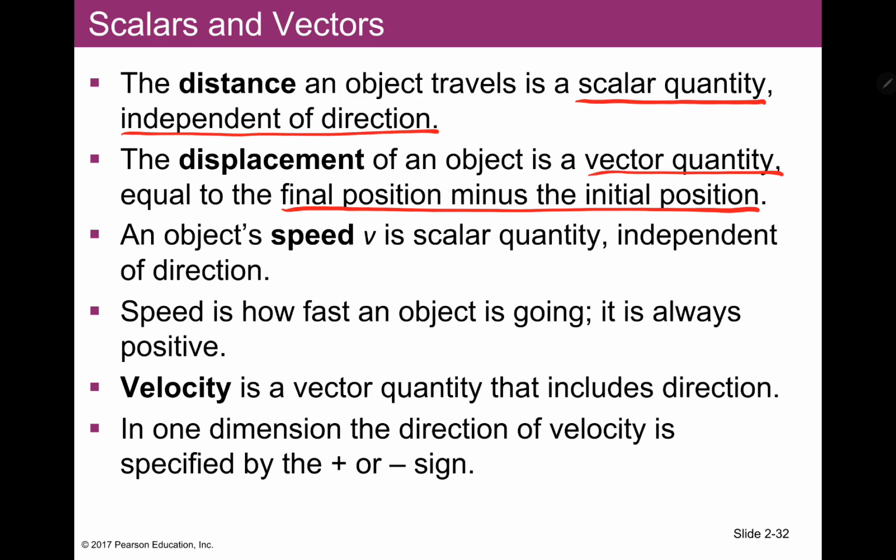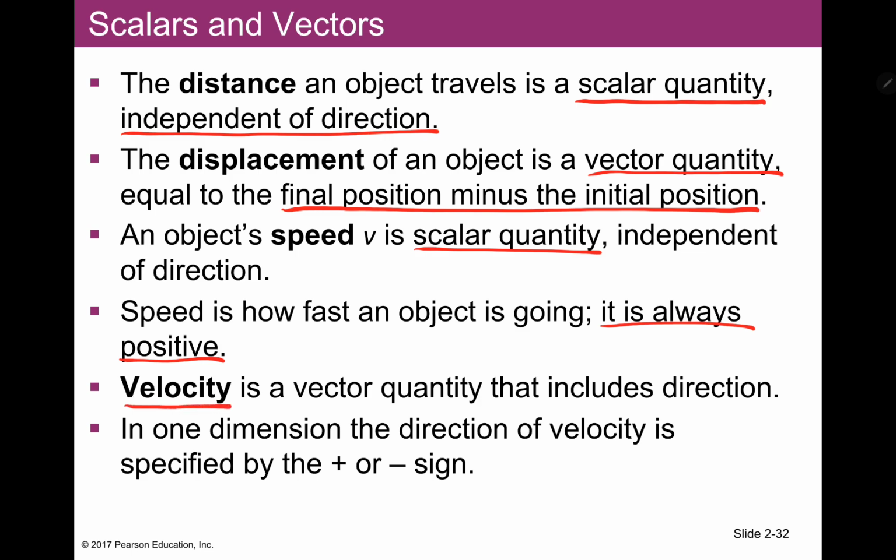Speed is a scalar quantity, again independent of direction. Speed is velocity actually, but its magnitude, just its number. Speed is how fast an object is going. It's always positive, because there is no direction.